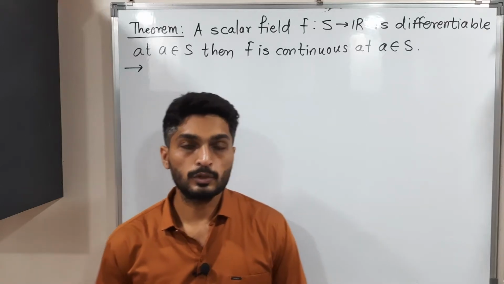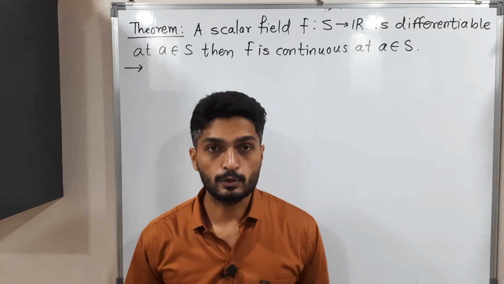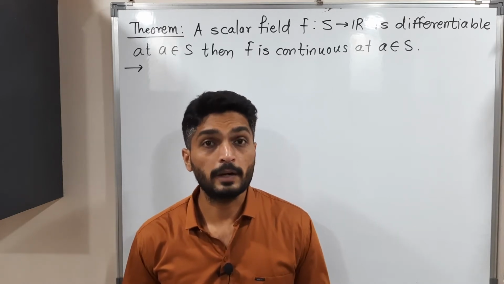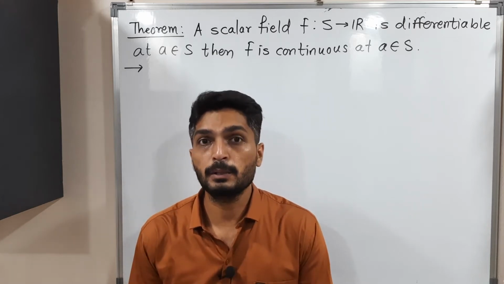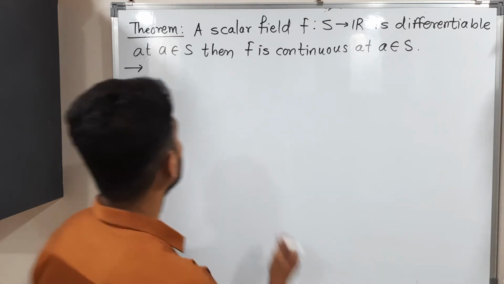Let us discuss this theorem. In this theorem, we have to prove that a differentiable function is continuous. We have already proved this for a function from R to R. But right now we have a scalar field, and we have to prove that if it is differentiable at A, then it is continuous at A. Let us write the given thing.